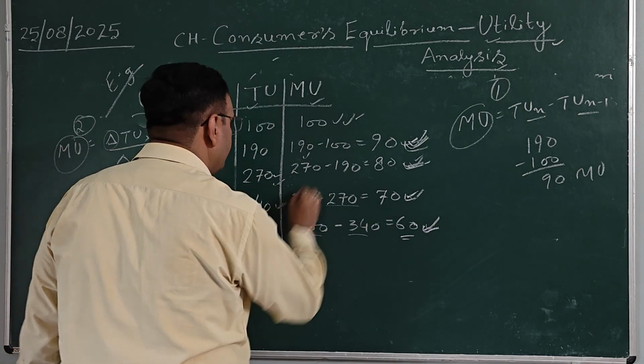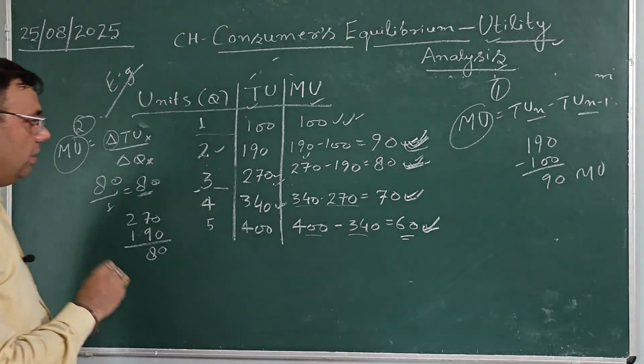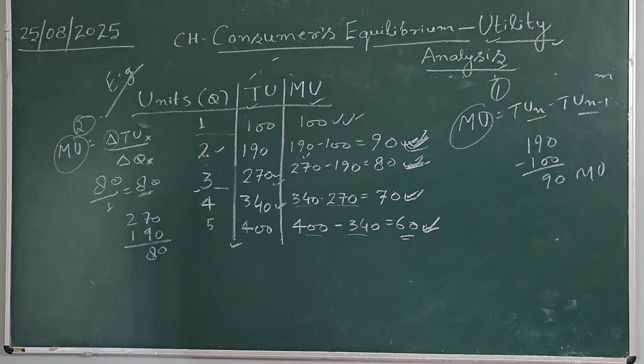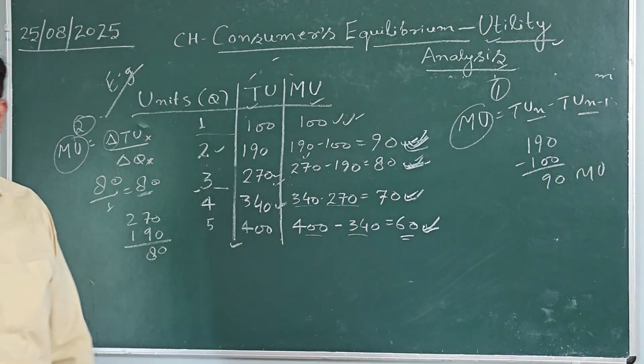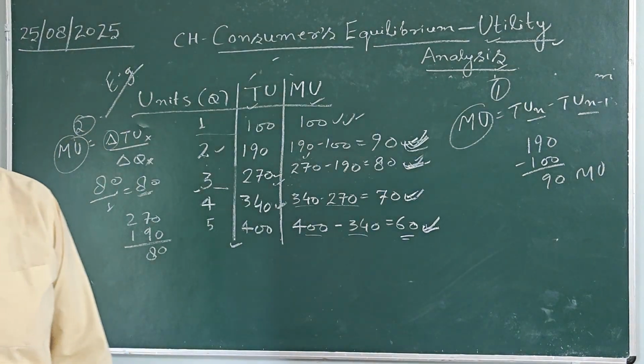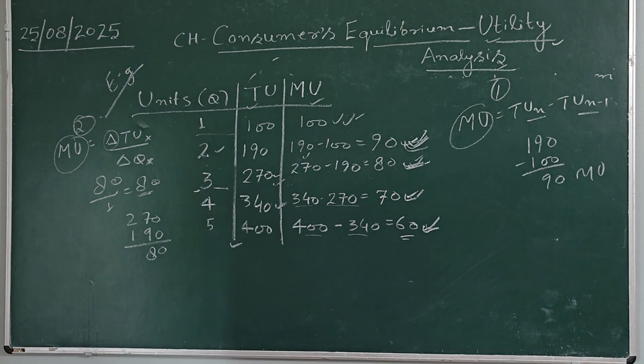So when only the value of marginal utility is given, we are able to find out the value of total utility also. As we know, the total utility is the sum total of all the utility consumed by the consumer, or we can say it is the sum total of the marginal utility.